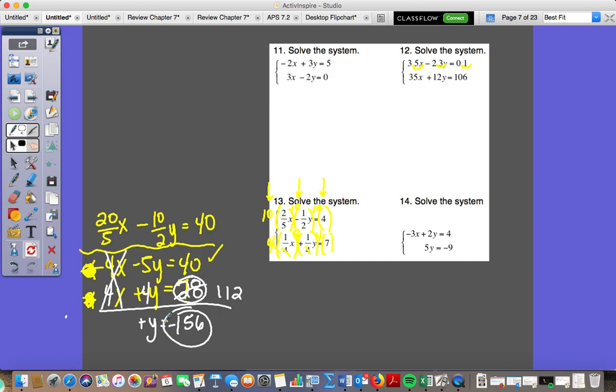Let's see. Got my answer sheet out. It should be right below on that side there. Let's see what I got. 4x minus 5y. Oh, I thought that was a negative. Dadgummit. Okay. My apology here.